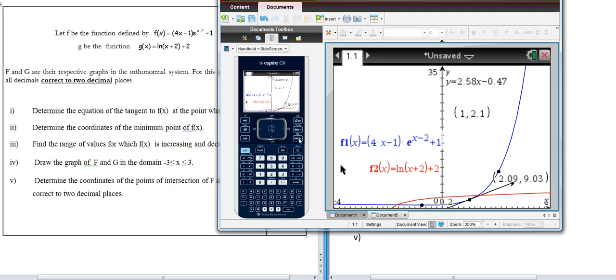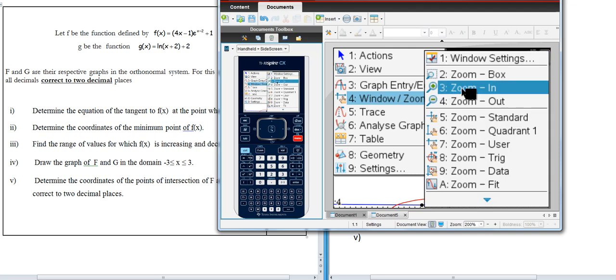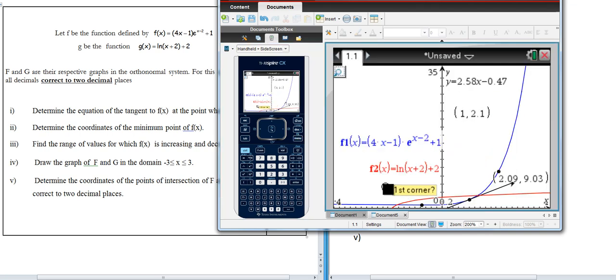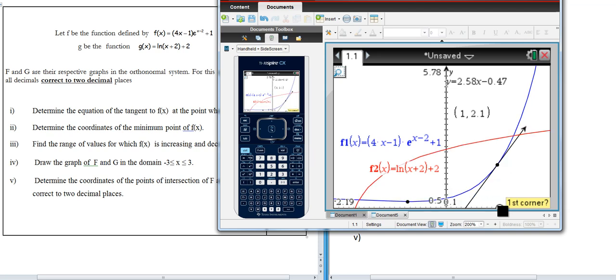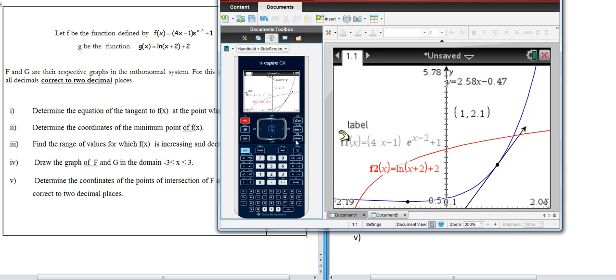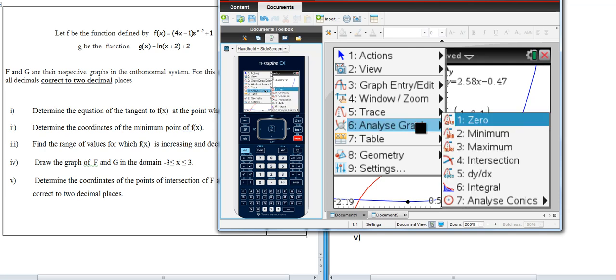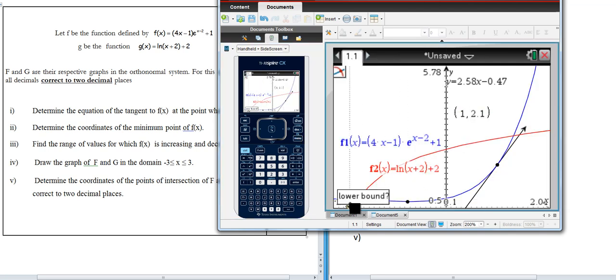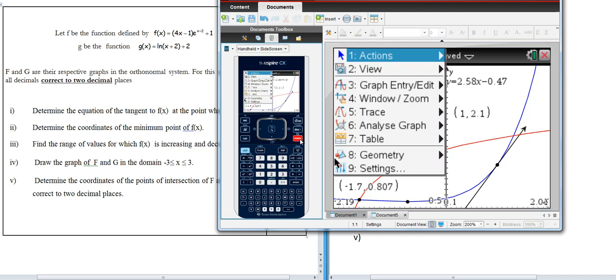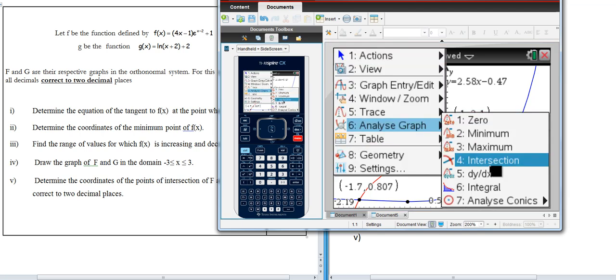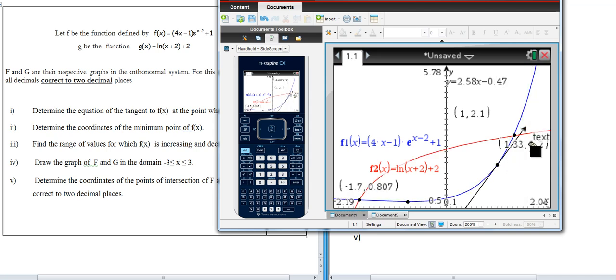So let's use the box tool. We would like to have a closer look at this area, because we have two intersections here and here. Let's use escape to go out. Let's use analyze graph and intersection, to the left, to the right. Here we have the coordinates for that intersection point, and let's do the same thing. Intersection, to the left, to the right. Here are the coordinates for the other intersection point.